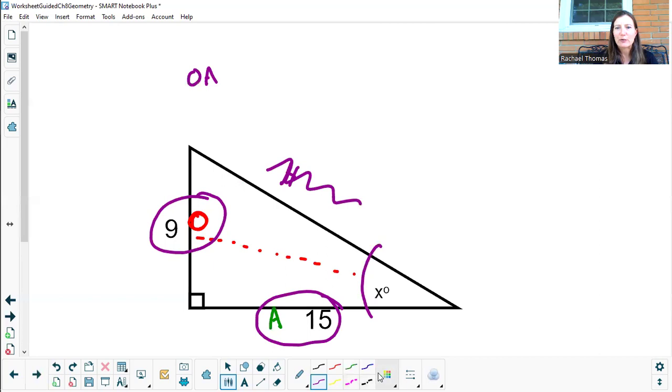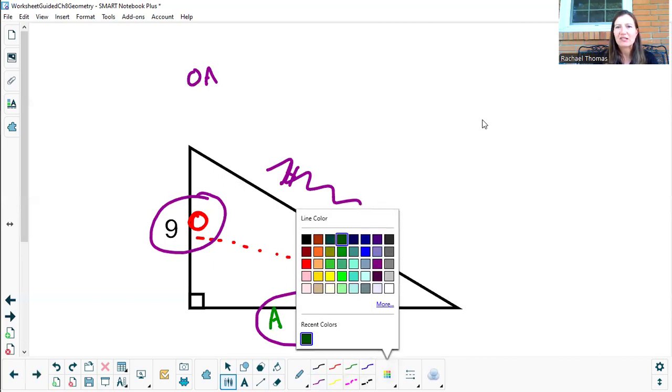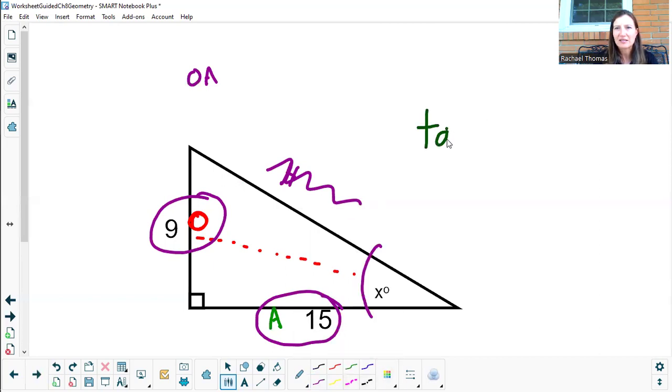So my equation, if I were going to write the math sentence that represents this picture, it would be tangent. And hopefully you remember this from finding sides of triangles. The angle is always what goes right next to the sine, the cosine, or the tangent. So in this case, that's going to say x, because my angle is the variable. Tangent x, TOA, is 9, the opposite side, divided by 15, the adjacent side.